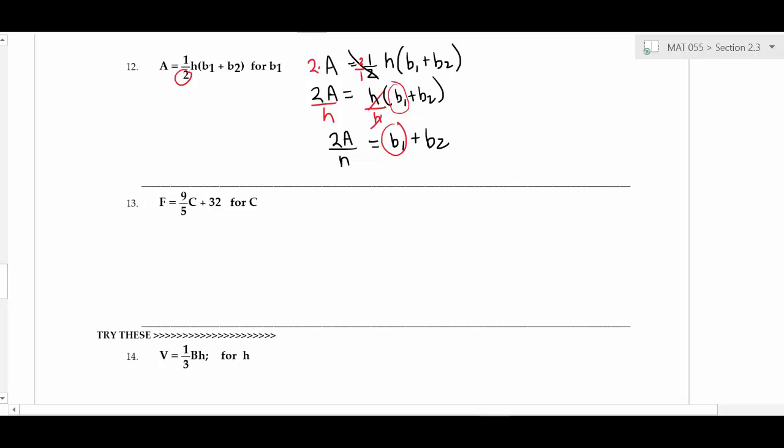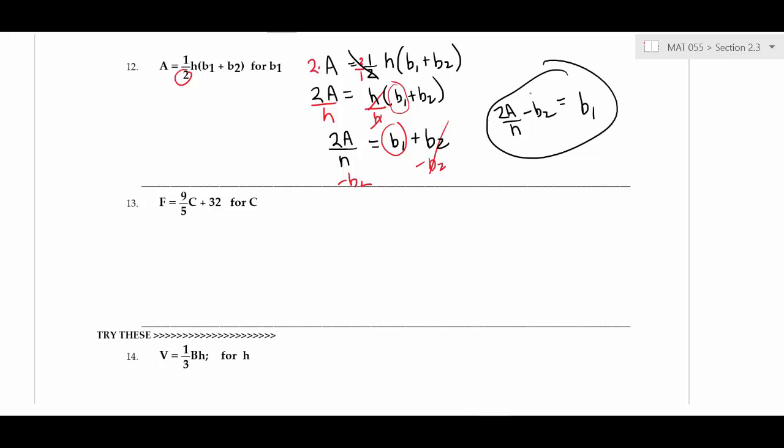What do I do? Subtract b2, right, because you're trying to get rid of the b2. Since it's added, you're going to subtract it. So one way to answer would be b1 equals 2a over h minus b2. B2 can't be in the numerator of that, no, because that's separate. If you did the problem this way, when you're subtracting b2, it's going to be separate.